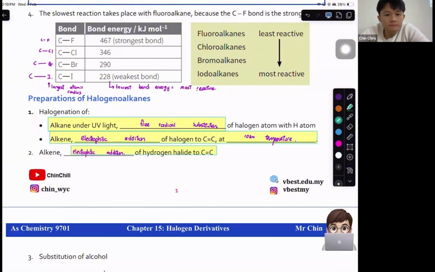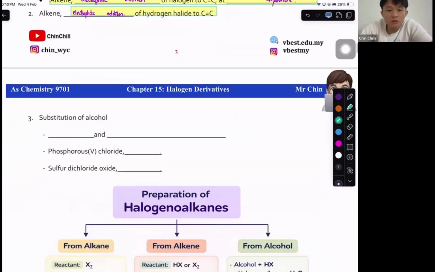Clear? All right, guys, now substitution from alcohol. You can also substitute from an alcohol. If you want to get a halogenoalkane from alcohol, there are a few things that you can substitute it with. The first one, we can substitute it with a metal halide, which means like NaCl, with concentrated H2SO4. Then we can use PCl5 or SOCl2. This I will talk about later on.